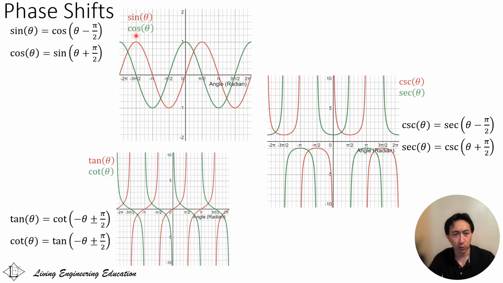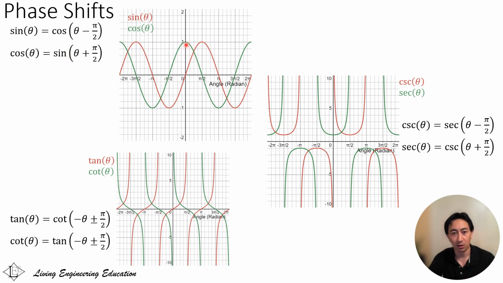So here in red, we have sine theta, and in green, cosine theta. This first identity, sine theta is equal to cosine theta minus pi over 2, says that if I delay or do a phase shift for cosine by pi over 2, I would match sine theta. So in green, a phase shift is basically saying I'm delaying where this peak starts by pi over 2. So delaying it is shifting it to the right.